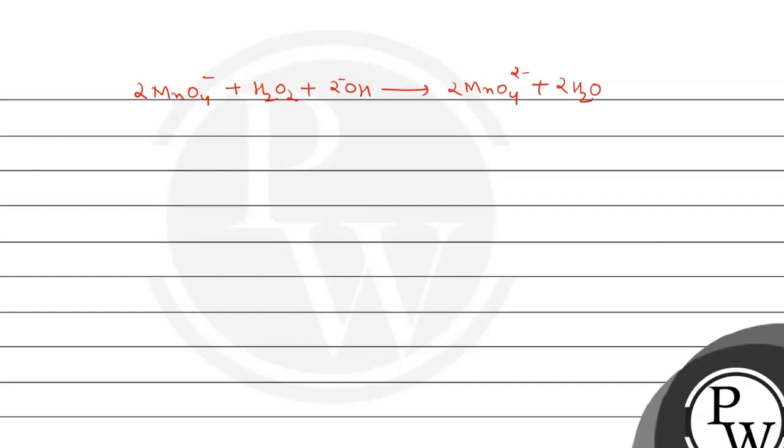So here the oxidation state of manganese is +7, and here on the product side the oxidation state of manganese is +6. So the oxidation state value is decreasing. Therefore here reduction is taking place. Hence H2O2 in this reaction is acting as a reducing agent. So therefore we have written both the natures of H2O2, as oxidizing agent and as a reducing agent.